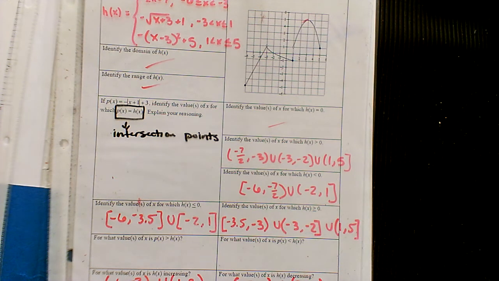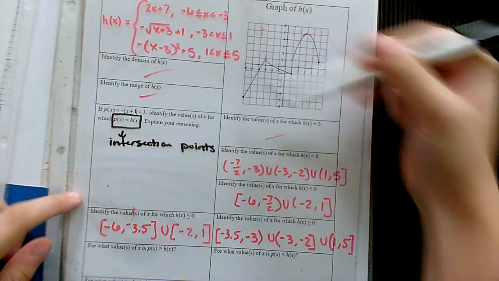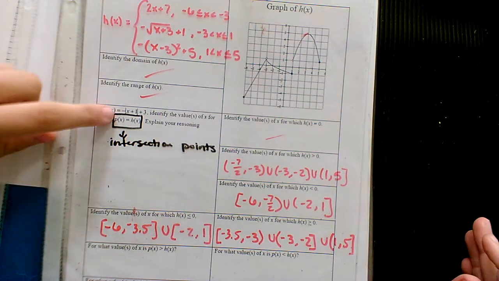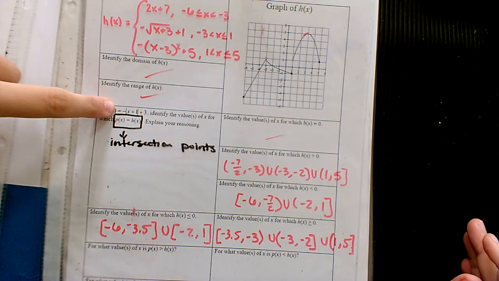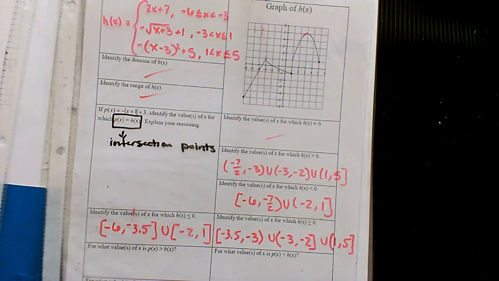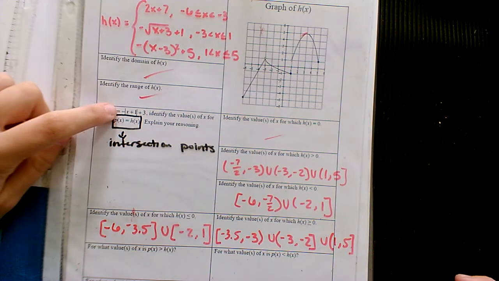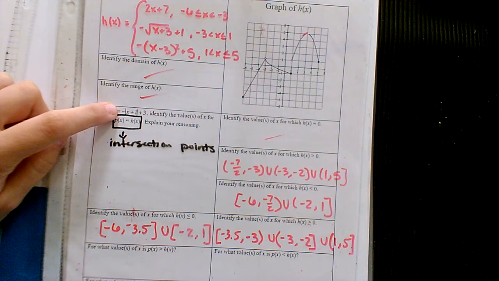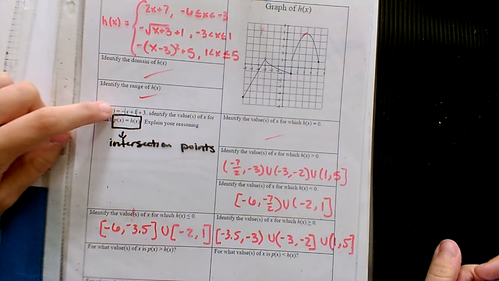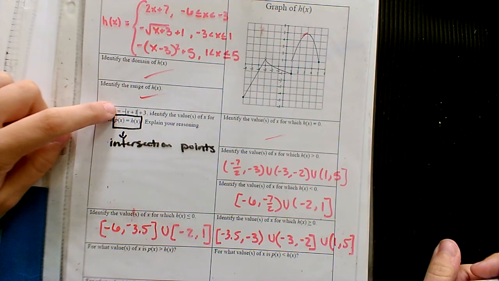Now, we have the graph of H of X because it's given to us at the top. Let's graph the P of X on the same grid. That way we can see where they would cross each other. So maybe we can use some of those transformations to help us graph this by hand. Do you notice any changes that we could use to our advantage?